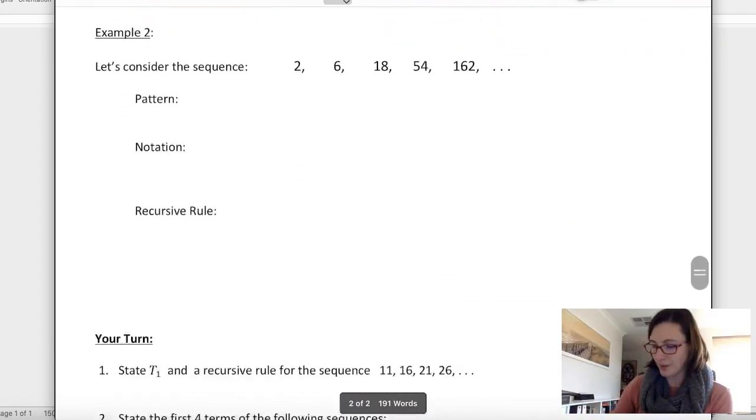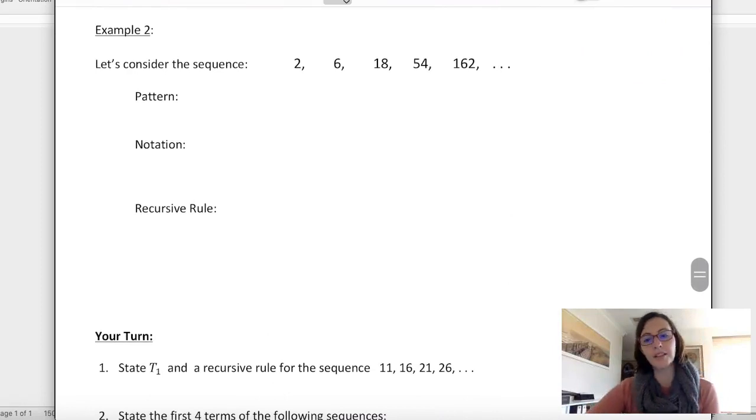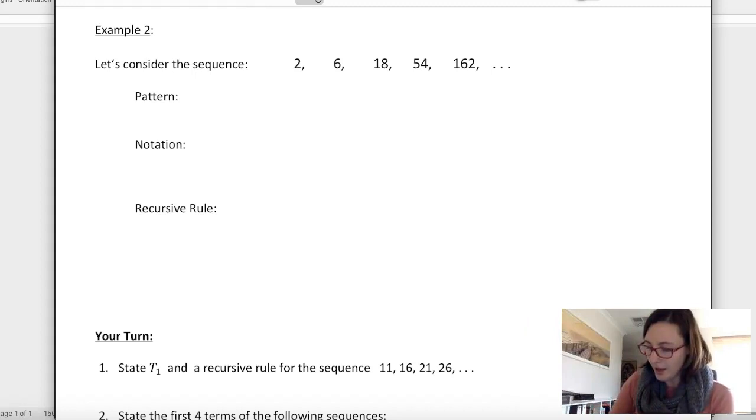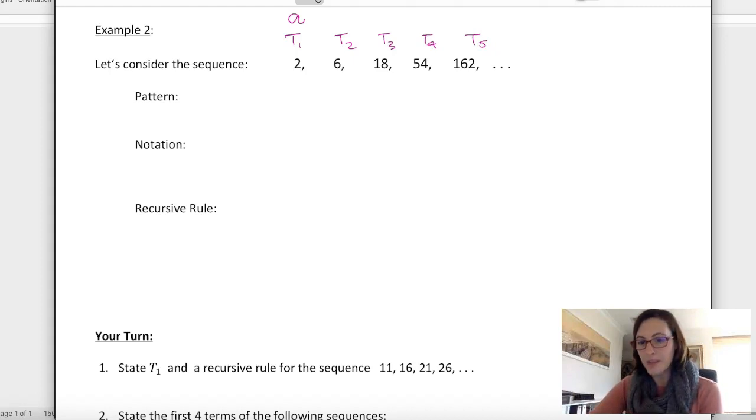So let's take a look at one more example. We've got the sequence 2, 6, 18, 54, and 162. And it seems those numbers are getting big quite quickly. So I'm going to call the first one T1, term 1, or I can give it the letter A. I've got term 2, term 3, term 4, and term 5. Looking at this pattern, I can clearly see it's not arithmetic. We're not adding on something constant to get to the next term.